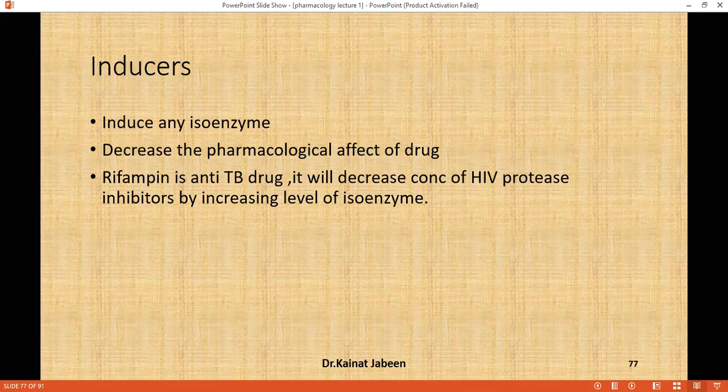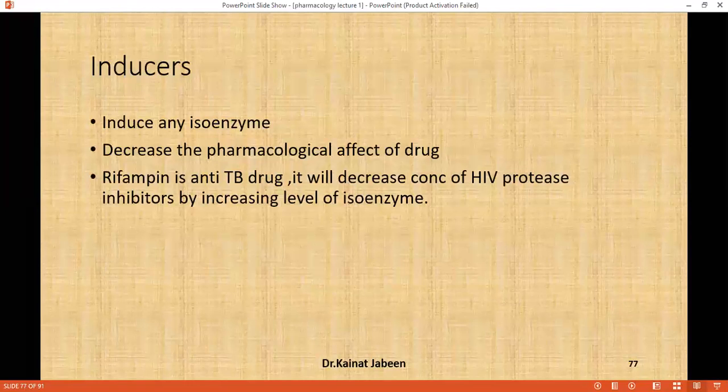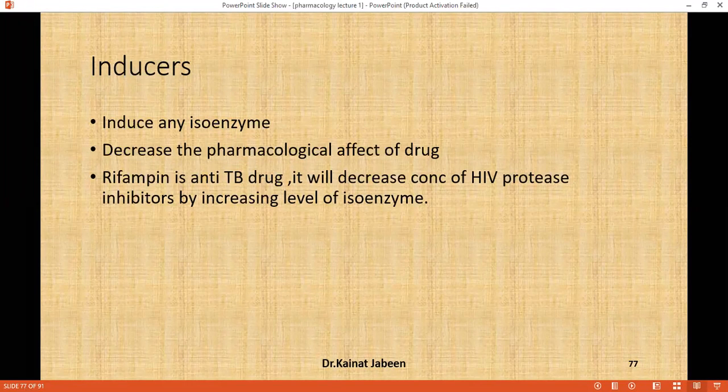For example, rifampin is an anti-tuberculosis drug. What it is going to do is decrease the concentration of HIV protease inhibitor by increasing the level of isoenzyme. When the level of isoenzyme increases, HIV protease inhibitor decreases, due to which it will not suppress the HIV.